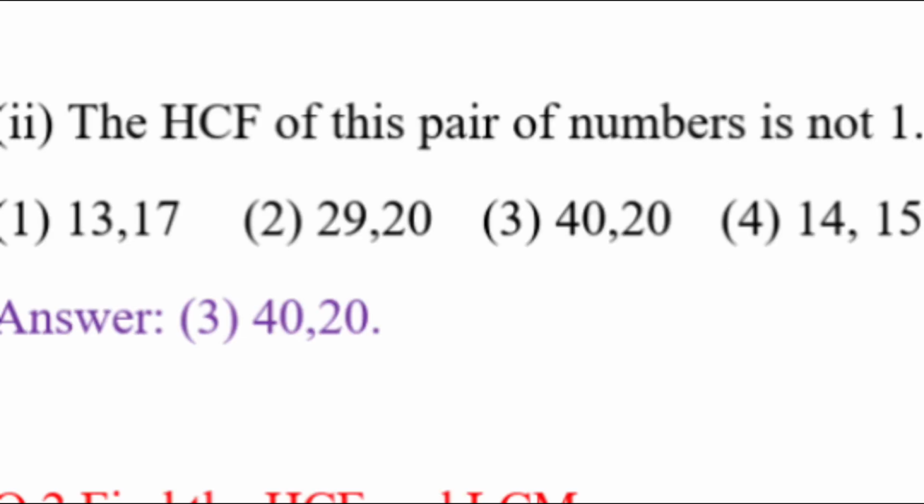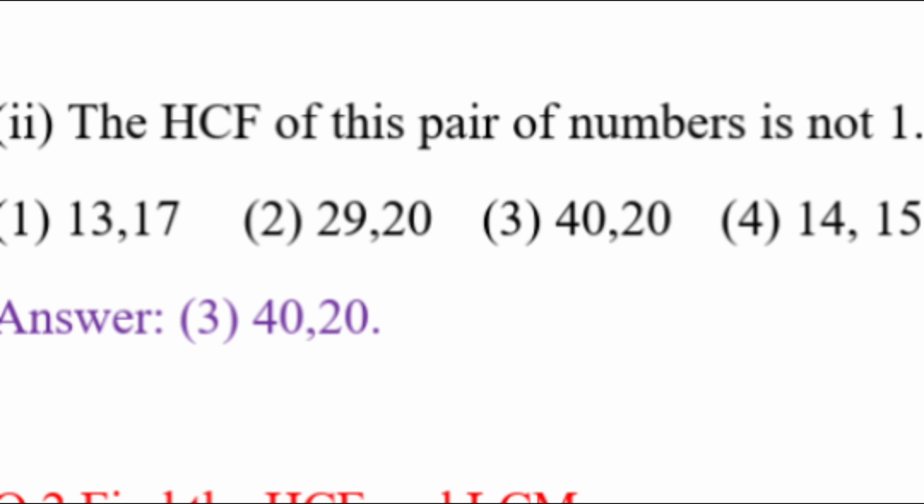Which pair of numbers does not have HCF 1? Four pairs of numbers are given. In that we have to find out which pair does not have HCF as 1. So first pair 13 and 17, both are prime numbers, so they will have only one common factor, 1. So this will not be the answer.